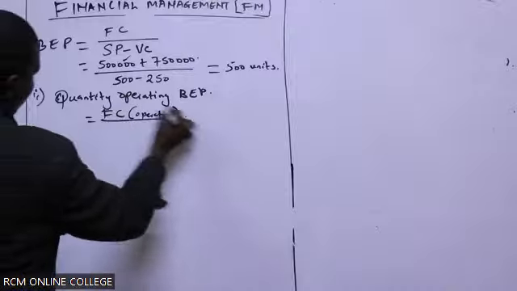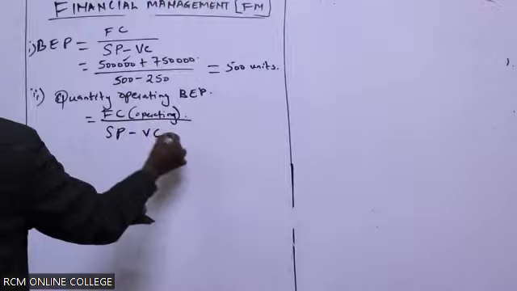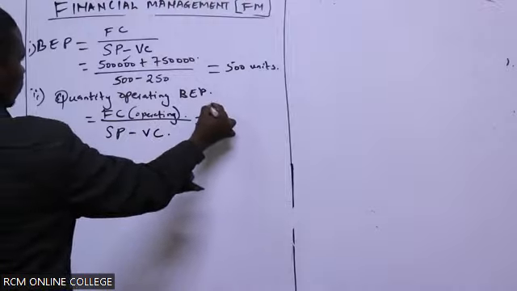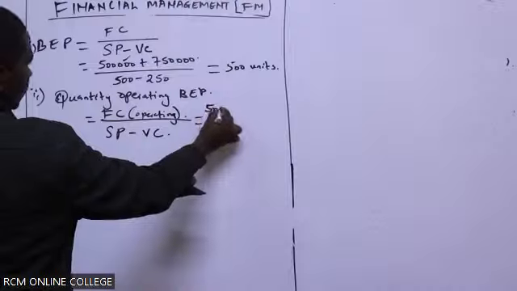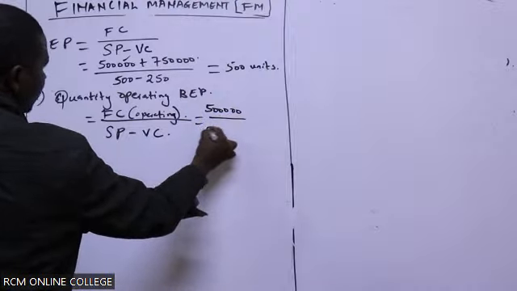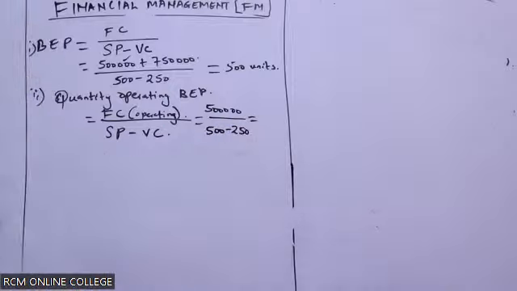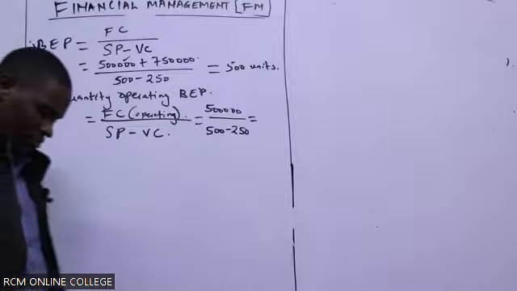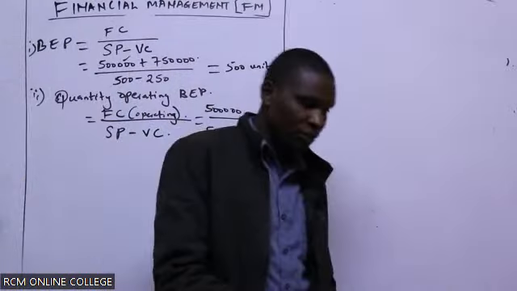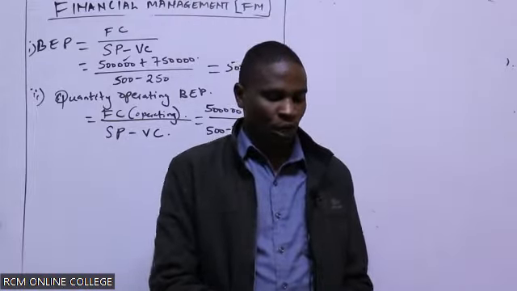divide by what? The selling price minus variable cost, which will be equal to what? Fixed cost ya operating ni 500,000 divide by 500 minus 250. Pata ngapi? Pata ngapi hiyo? Lizane na hiyo ili tuende kwa sasa our major focus here.